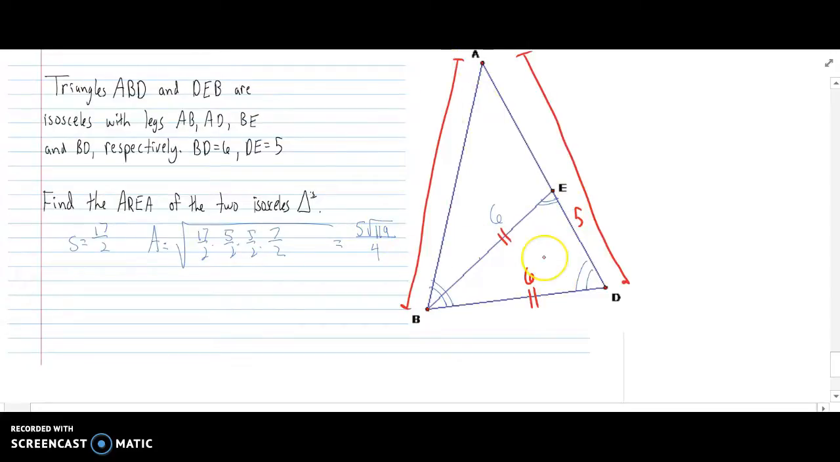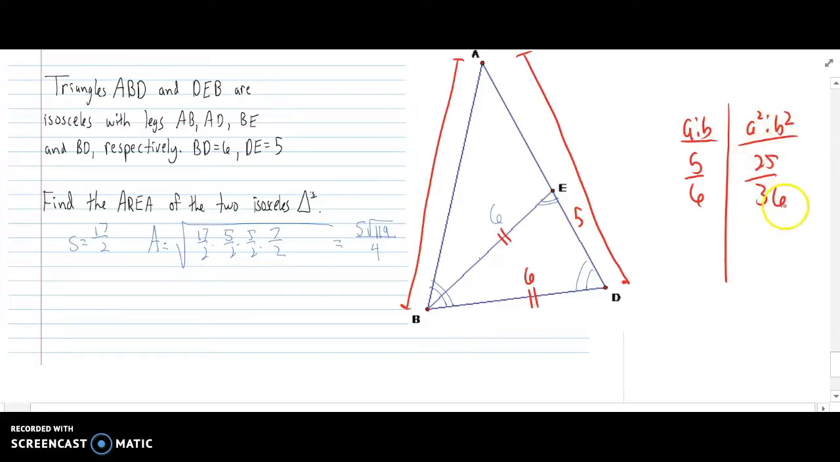That triangle is similar to the entire one, and as I look at that, the linear ratio is going to be 5 over 6. 5 is the base of that triangle. 6 is the base of the bigger one, which means that the area ratio is going to be 25 over 36. Now we can use that to our advantage. The ratio of the areas is equal to the actual areas. So the 5 root 119 over 4 divided by the area of the second one.